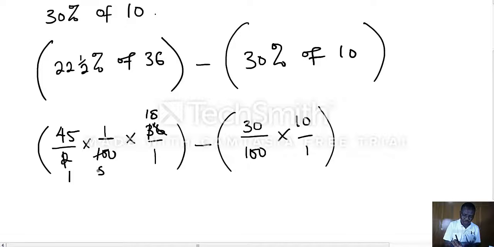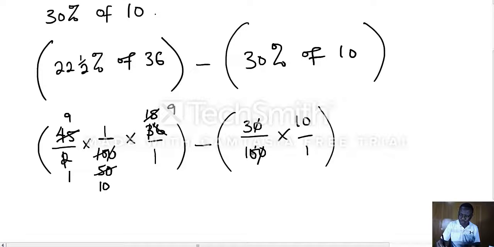2 into 10 is 5. 2 into 0 is 0. 2 into 18 is 9. Something can still go. 5 can go into 10 and 45. 5 into 10... 5 into 50 is 10. 5 into 45 is 9. Nothing can simplify further. Let's look at the second bracket.